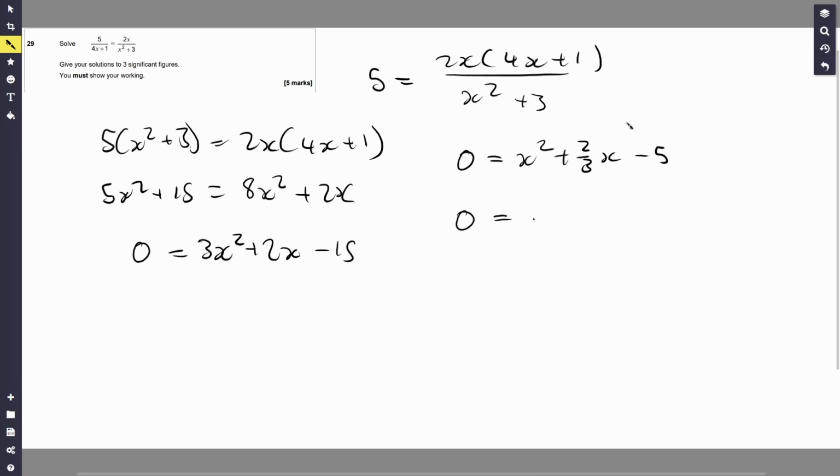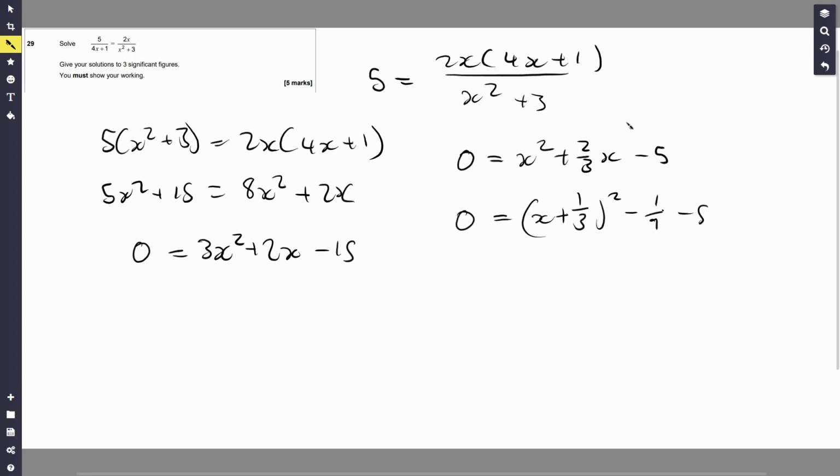So now I'm going to complete the square. So x plus a half of 2/3, x plus a third squared, minus this squared, minus 1 over 9, and then the minus 5 again, is equal to 0.